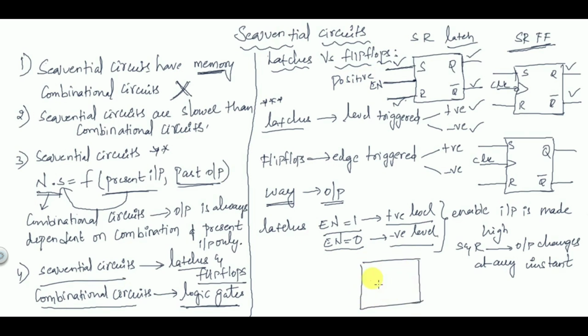If you want to draw the negative level triggered latch, it has outputs Q and Q bar. The bubble represents a negative input, so you have to give enable input equal to 0. A NOT gate represents the complement or negation operation. When you give enable input equal to 0, the output of the NOT gate will be 1, so EN will become 1, and we can say that the enable input is made high. Then if you change S and R, the corresponding changes in the output occur at any instant, without depending on time. This is how the output changes in a latch.